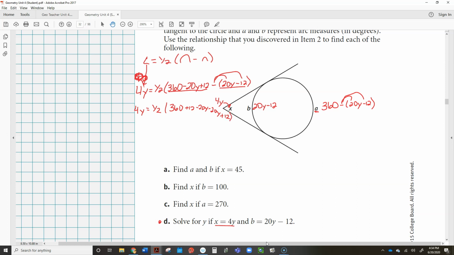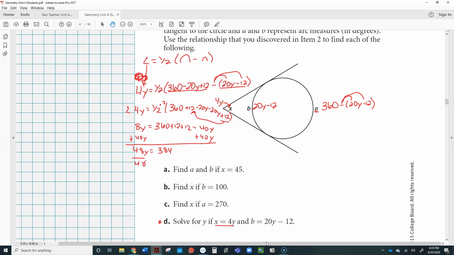You know what? I'm going to go ahead and get rid of this 1/2. Multiply both sides by 2. So that'll give me 8y is equal to 360 plus 12 again. See this one? I moved it over here. And then minus 40y. I put the two minus 20s together. So I'm going to go ahead and add 40y to both sides. Add 40y. So that gives me 48y is equal to 360 plus 24. So I believe that's 384.